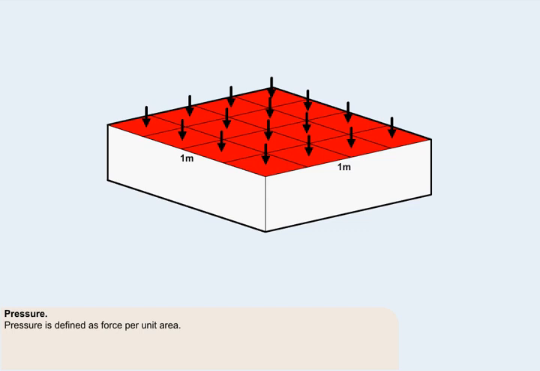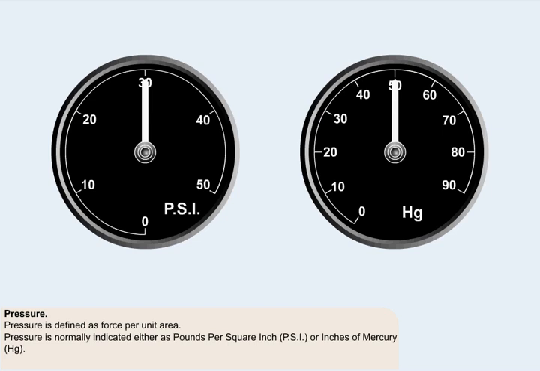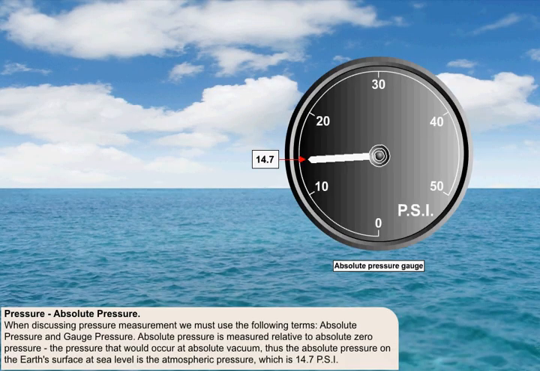Pressure is defined as force per unit area. Pressure is normally indicated either as pounds per square inch or inches of mercury. When we're discussing pressure measurement, we must use the following terms: absolute pressure and gauge pressure. Absolute pressure is measured relative to absolute zero pressure, the pressure that would occur at absolute vacuum. Thus, the absolute pressure on the Earth's surface at sea level is the atmospheric pressure, which is 14.7 pounds per square inch.